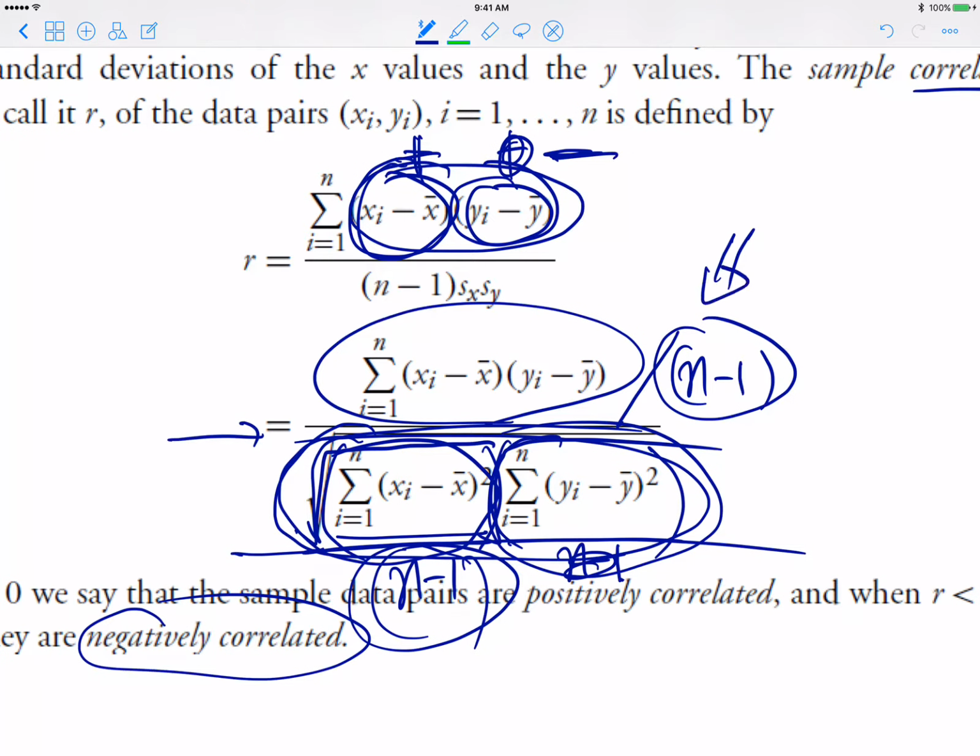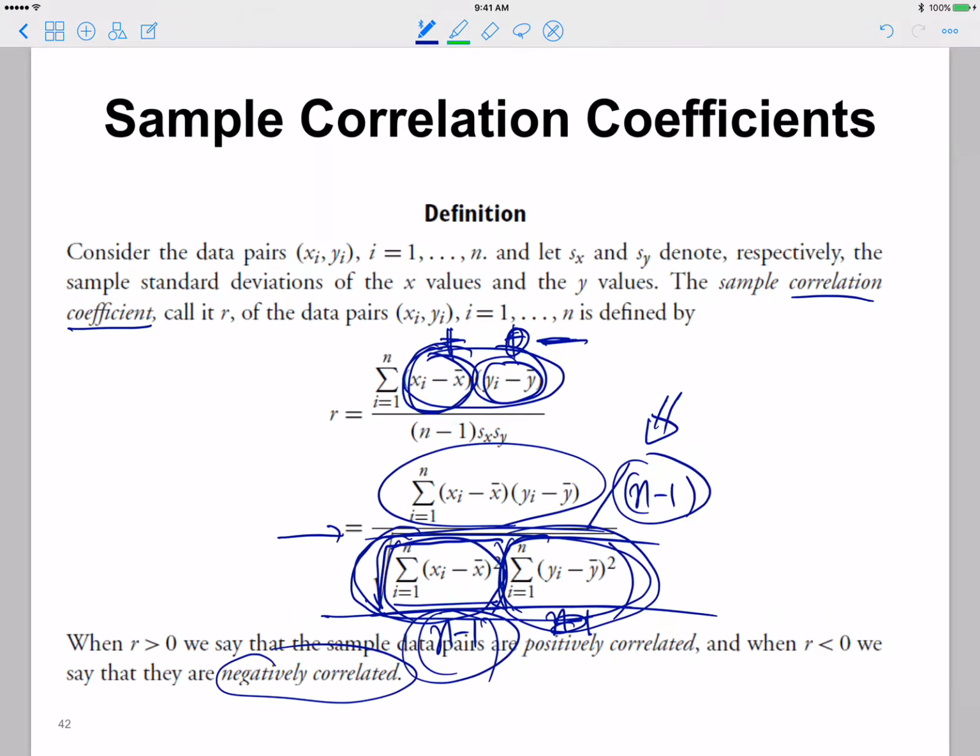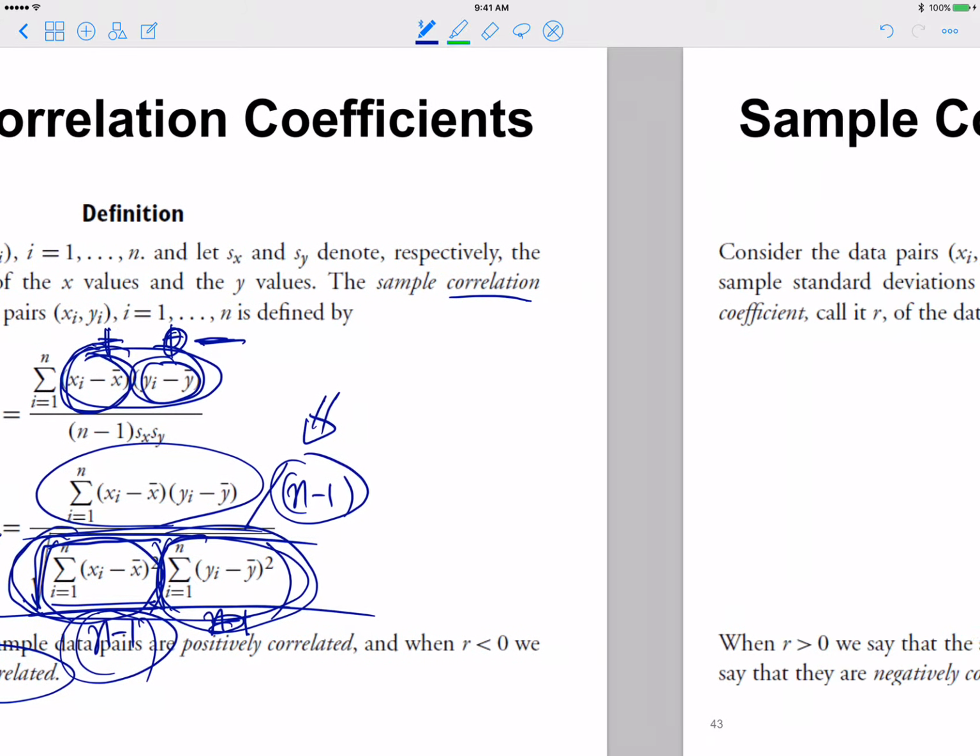So this is like the average value of how much they are increasing together or how much they are decreasing together. Okay, and then they are normalized, or divided, by the variance or the standard deviation, or how much they are changing for each of these variables. So this is called a correlation coefficient.